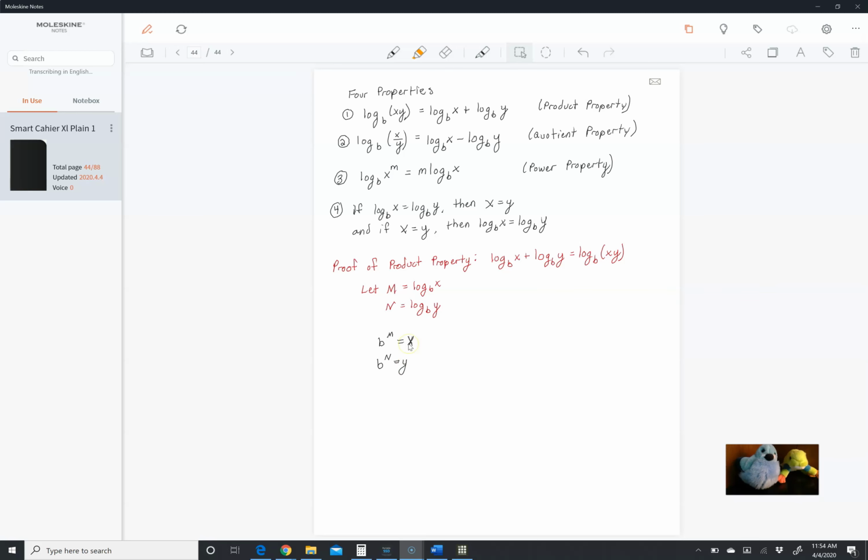Okay, so now we're going to multiply these, and the reason why we're going to multiply these is because we multiplied here, so we kind of just want to see what happens, okay? So I'm going to move this up here, just in the interest of space, and we get b to the m times b to the n, and that's equal to x times y. So if you notice, now we have an x times y over here and an x times y over here, okay? But we can combine these because b to the m times b to the n, we have the same base, so we can add the exponents.